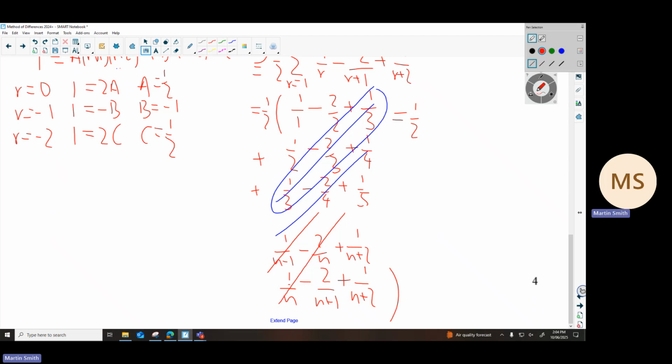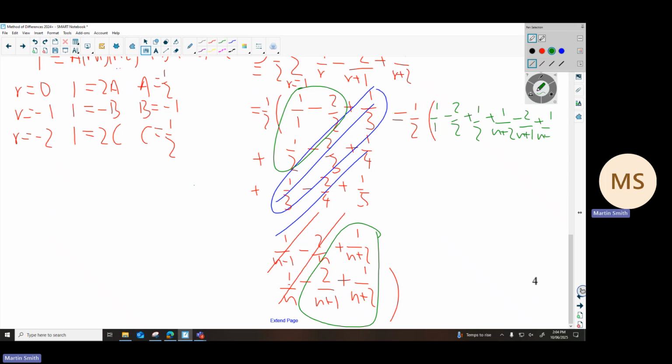So what you end up with is the following. This is the same as a half into the only terms that survive, the only terms which don't cancel out, are this triangle of terms at the top and this triangle of terms at the bottom. So you get 1 over 1 minus 2 over 2 plus a half from the top. And then at the bottom, you will get plus 1 over n plus 2 minus 2 over n plus 1 plus 1 over n plus 2.